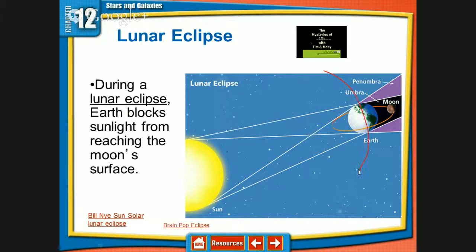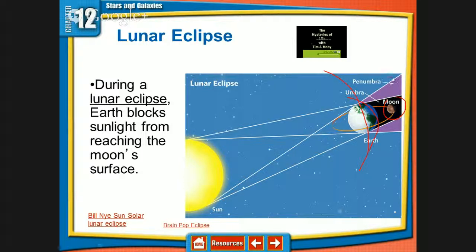When it's on the other side at night, we call that a lunar eclipse. And lunar means at night, because lun means moon. Okay? And that's when the Earth casts a shadow on the moon. And that's what happened about 2 weeks ago. The Earth cast a shadow on the moon, and it ended up looking like a red blood moon.